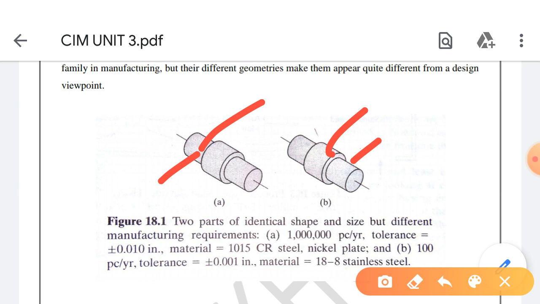So the design is the same, but the difference is in certain manufacturing techniques: material-wise, tolerance-wise, and quantity-wise. That's why it is different, but you can make this one group, and within that group you can do this part family separation.